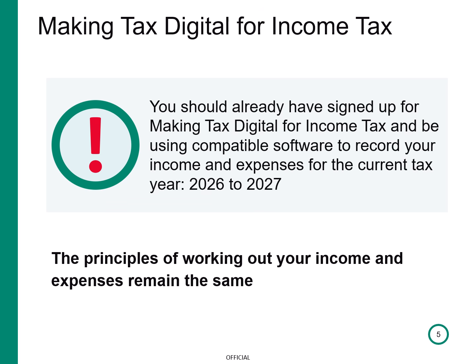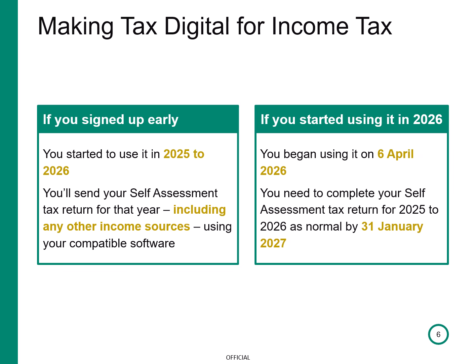However, the principles of working out your income and expenses remain the same. If you signed up to use MTD for income tax early and started to use it in 2025 to 2026, you'll send your self-assessment tax return for that year, including any other income sources, using your compatible software. If you're starting to use MTD for income tax from 6th of April 2026, you need to complete your self-assessment tax return for 2025 to 2026 as normal by 31st of January 2027.